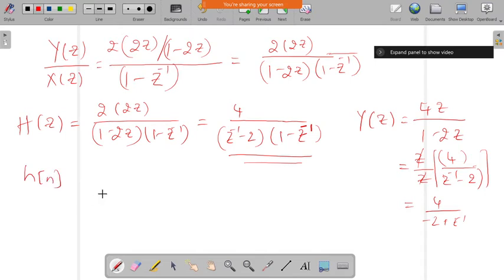Okay, so once you find out h(n), you can see whether it is the function multiplied by u(n) or not, then you can say whether the system is causal or not. Then find out whether the ROC includes the unit circle, then you can say the system is stable or not. So find out this h(n).